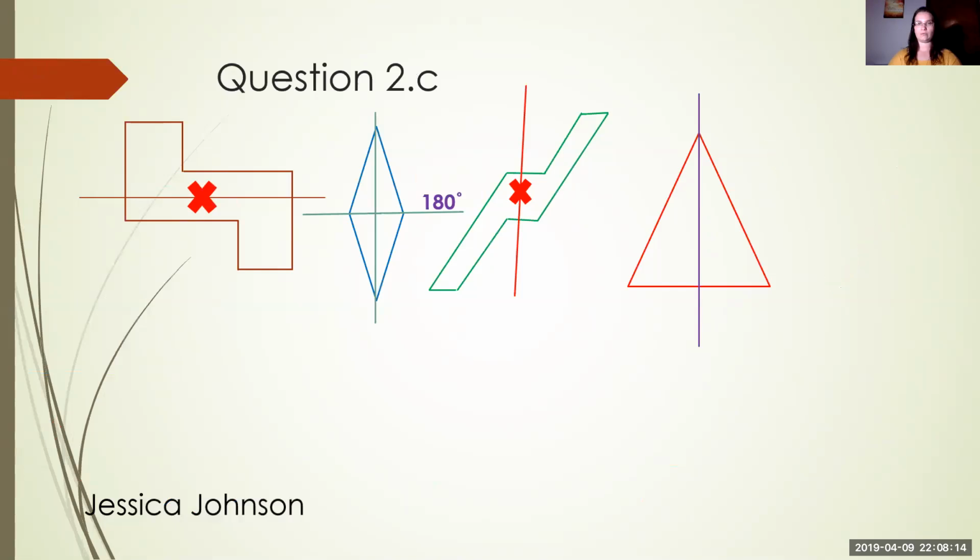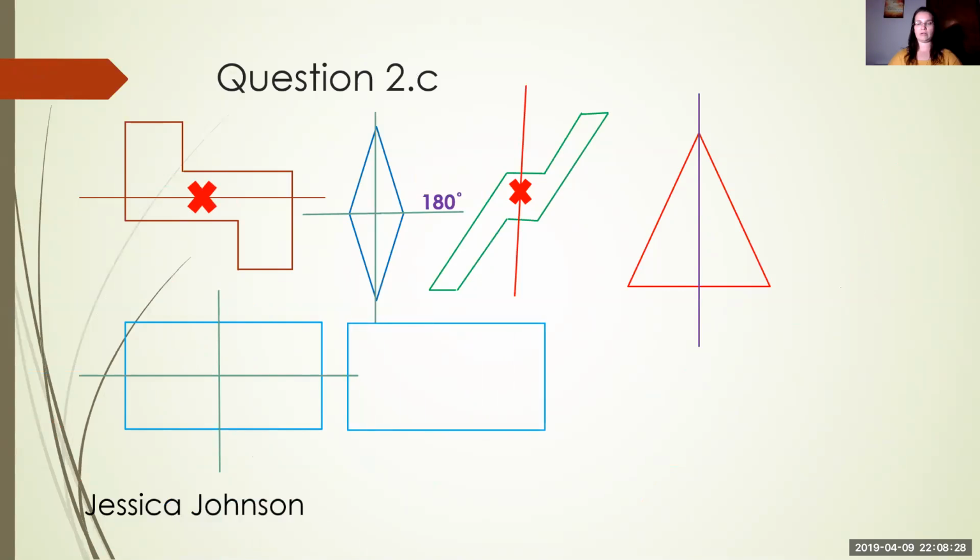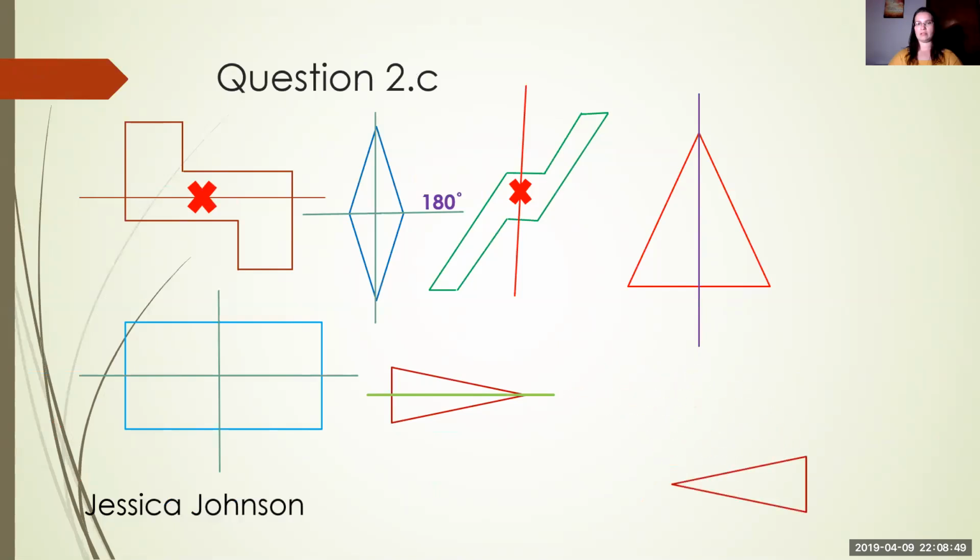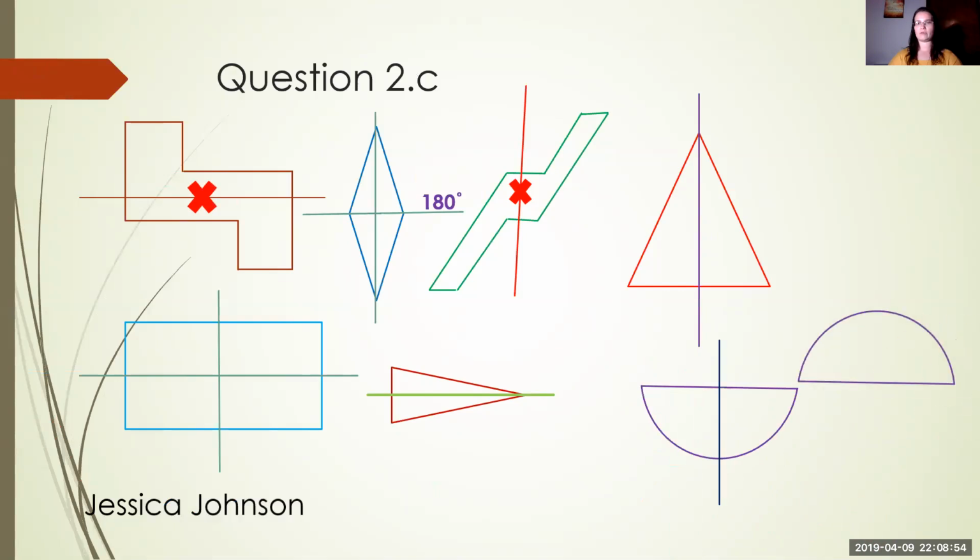The rectangle has two lines of symmetry and rotational symmetry. This is the rectangle at 180 degrees with rotational symmetry. Looks exactly the same, right? Because it has two lines of symmetry, it doesn't meet the criteria. The second shape, the isosceles triangle, has one line of symmetry but does not have rotational symmetry. The semicircle has a line of symmetry but does not have rotational symmetry.